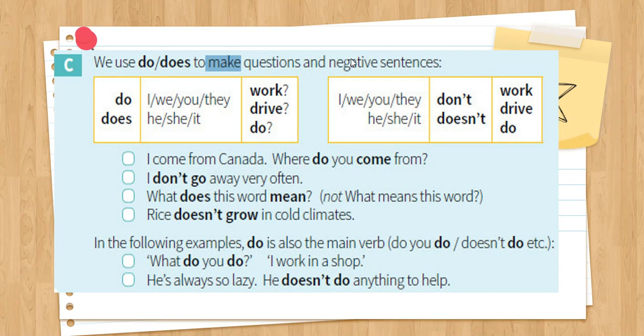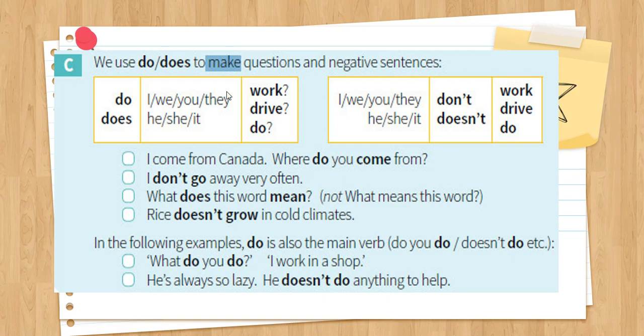Now I'm going to explain how to make questions and negative sentences in the present simple. If you are going to make a question in the present simple, you need to use the auxiliaries do and does. If you are using I, we, you, they, you need to use do. But if you are using he, she, or it, you need to use does.